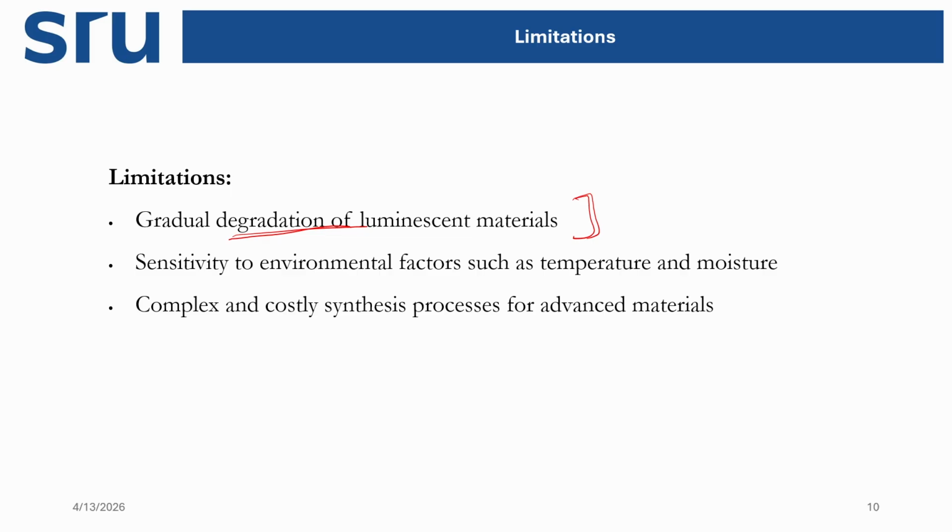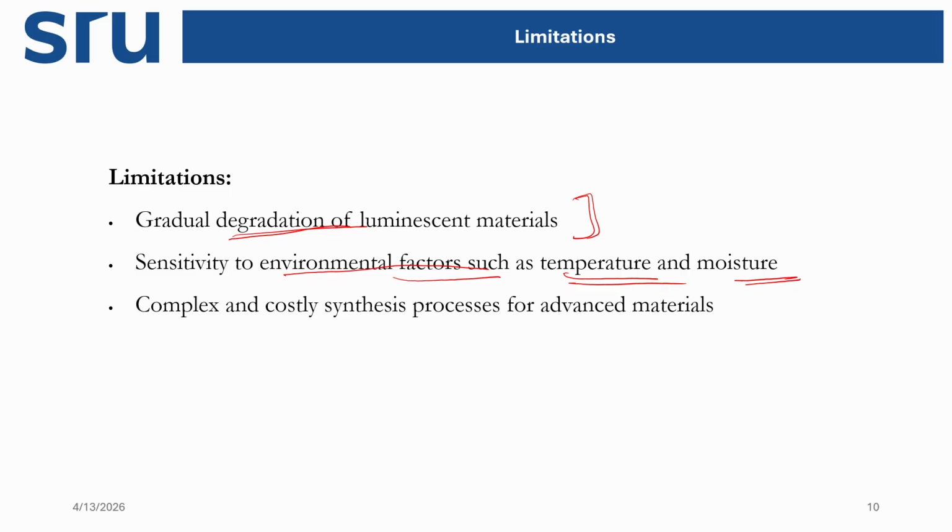The second thing is sensitivity towards environmental factors such as temperature and moisture. It is related to the stability of the material as well, because the compound may have its function affected by temperature or moisture. Due to temperature, the electronic transitions may change, and moisture can also affect the stability of the properties. So that's why it may be very sensitive to the environment, where temperature and moisture can play a role in its stability.